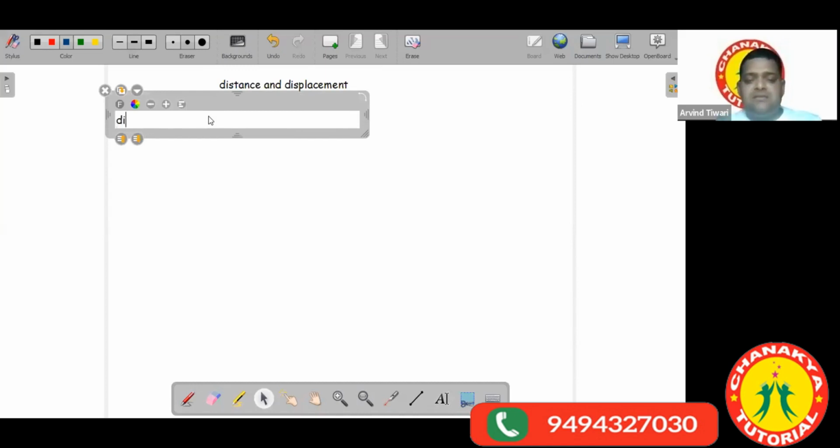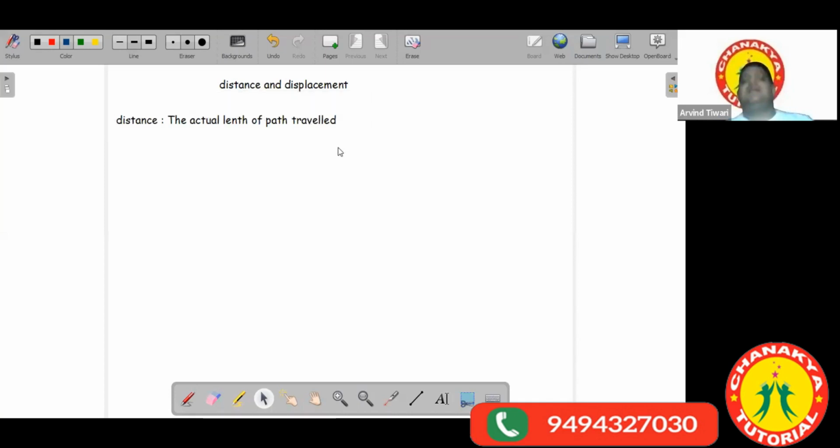Okay. So we'll try to differentiate that. We'll try to say what is distance. So distance is the actual length of path. The actual length of path traveled we call as the distance. So actual length of path means, suppose start something like this and move along.